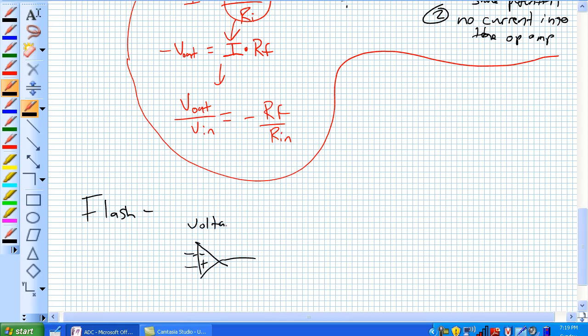Voltage comparator. And the deal is, with a voltage comparator, if the positive input exceeds the negative input, there's a high output. If the negative voltage is higher than the non-inverting input, you're going to have the opposite case, a low.